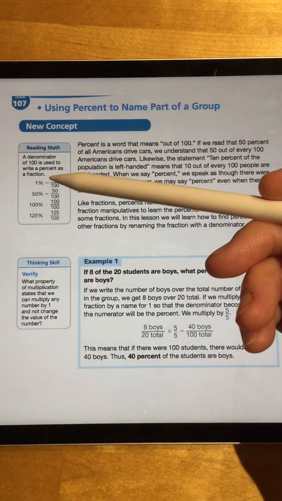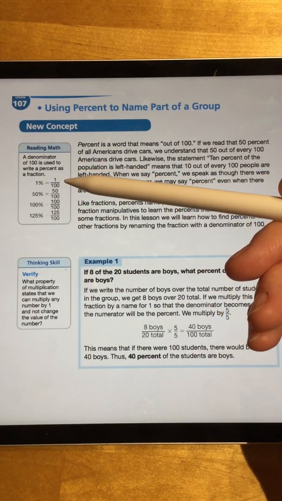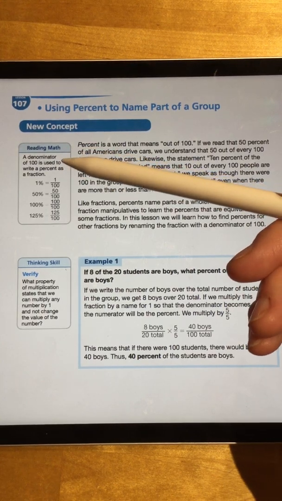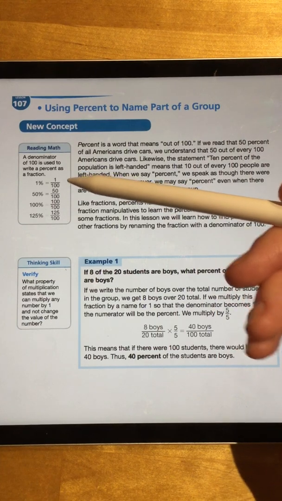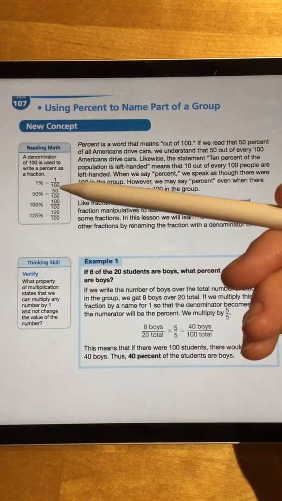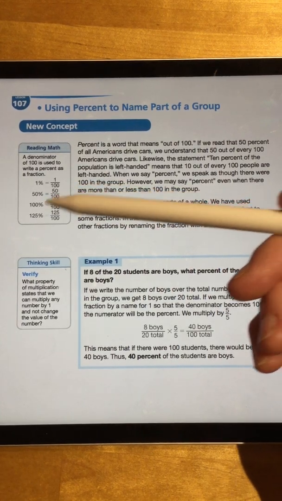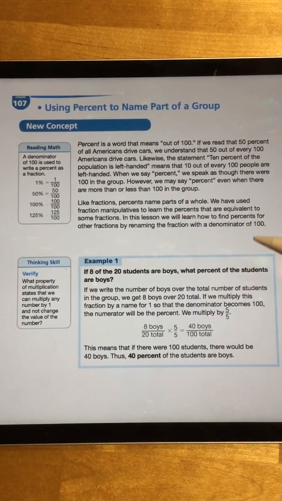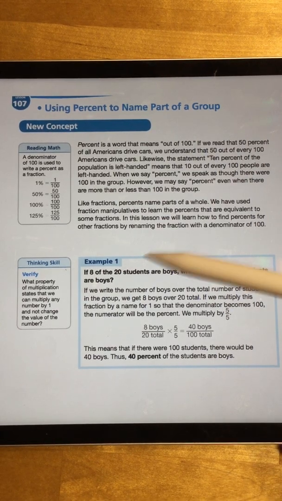So I want you to pay attention to this over here. This would be 1%, which would be 1 over 100. We've talked about this when we were talking about pennies even yesterday, when we had 2 pennies out of $1. That would be 2%, right? So 50% is 50 over 100, 100% is 100 over 100, and 125% is 125 over 100. All right, so when we're thinking about percents, we need to think about the denominator of 100, correct?